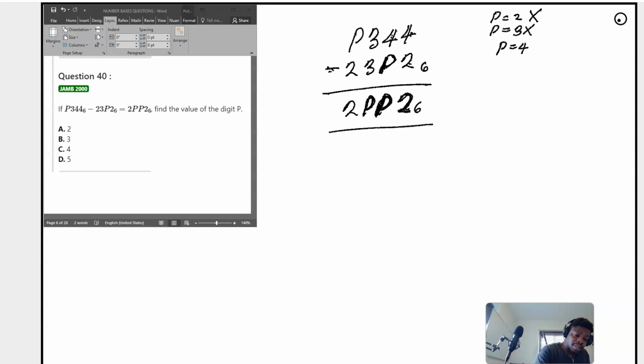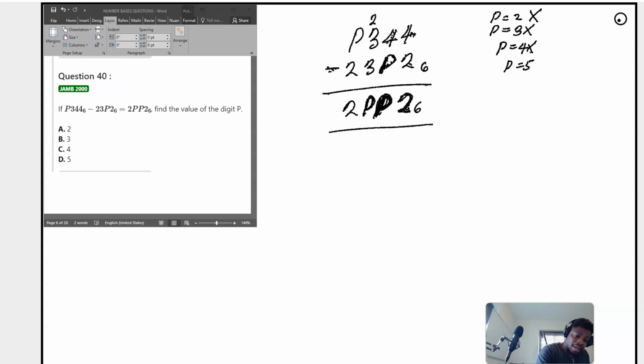4 minus 2, that is 2, right? 4 minus, what is p? 4. 4 minus 4, that is 0. And this is p. P is 4, that is out. So the last option we have is 5. 4 minus 2, that is 2. 4 minus, what is p? 5, right? So I will borrow 1 from here. This is 2. The one I borrow is 5. 5 plus 4, that is 9.